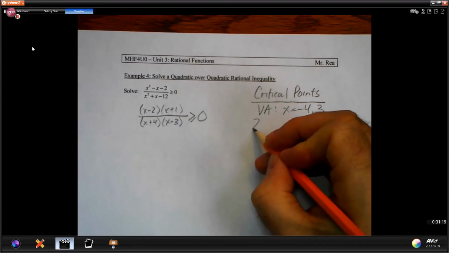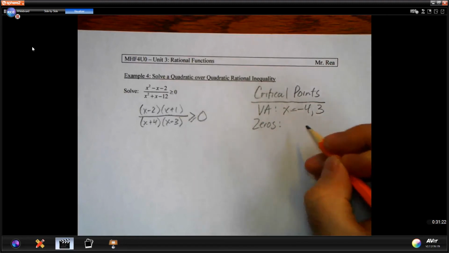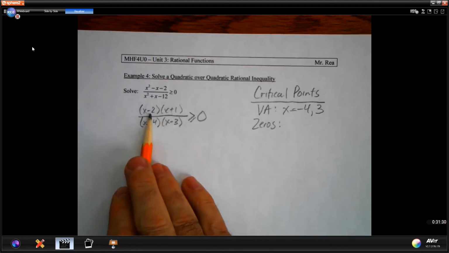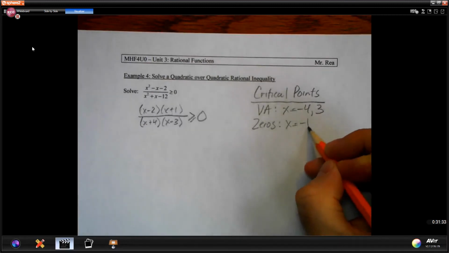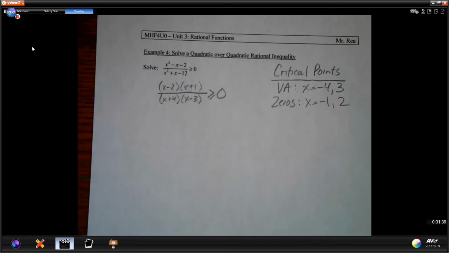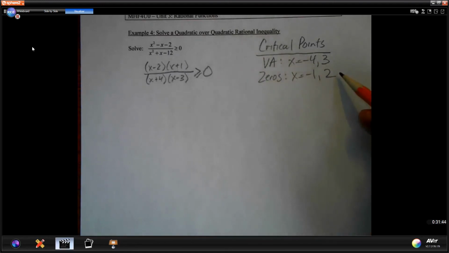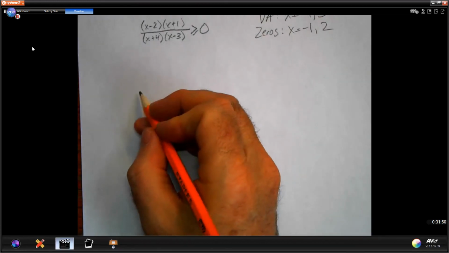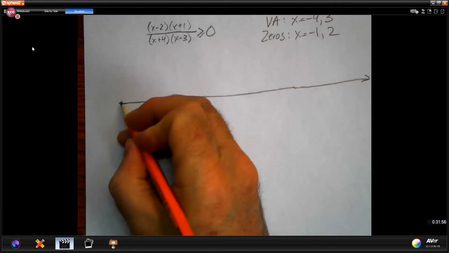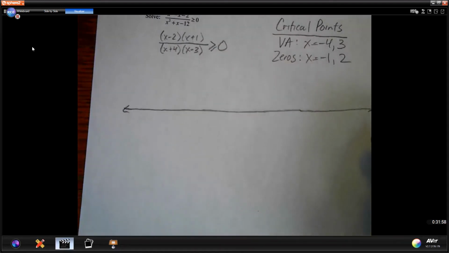The zeros, or x-intercepts, definitely call them that if you want, is when the numerator equals 0. So that will be at -1 and +2. Okay, so these 4 critical points. This will be definitely more complicated for the number line part, because instead of just having 2 critical points like we did with example 3, I've now got 4. But you'll see it's the same method, just a little bit more work.